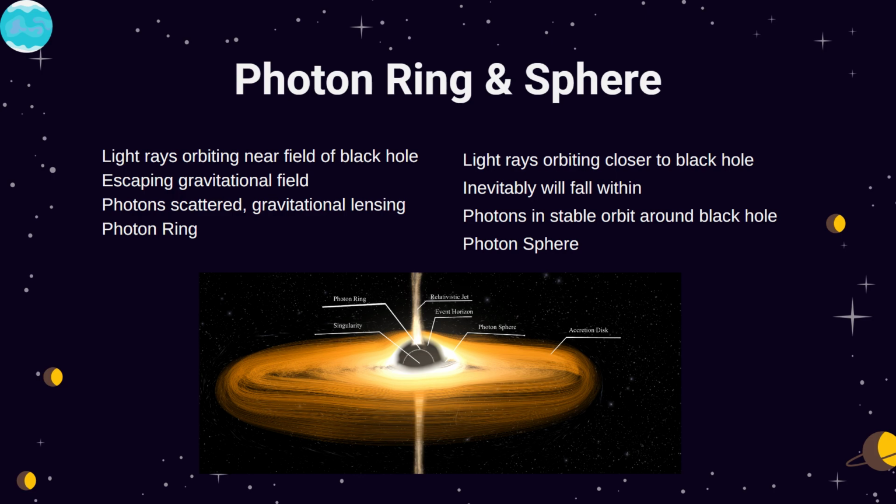For the first one, we can go through this together, the photon ring and the photon sphere. You can see the photon ring in the middle, this scattered light ring. These are light rays that are orbiting near the black hole, but they're able to escape the gravitational field, which creates the scattered photons effect, and this is a product of gravitational lensing. Now the photon sphere, you can see here as well, these are light rays too, but they're orbiting closer to the black hole, and unlike the ring, these rays will inevitably fall within the black hole. And so these photons have a more stable orbit around the black hole than the ring.